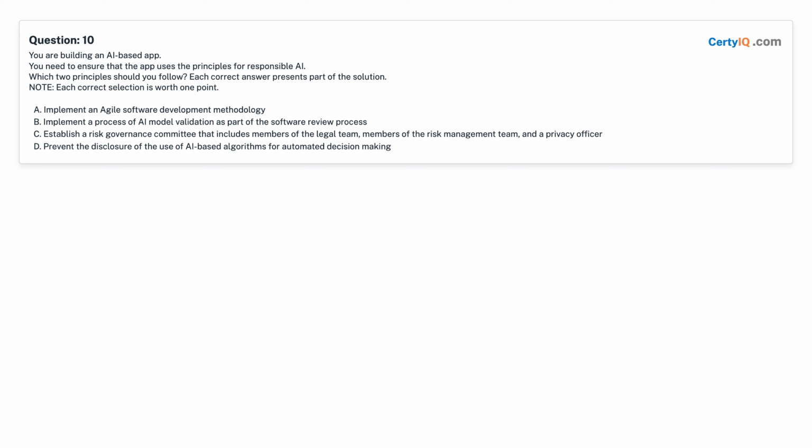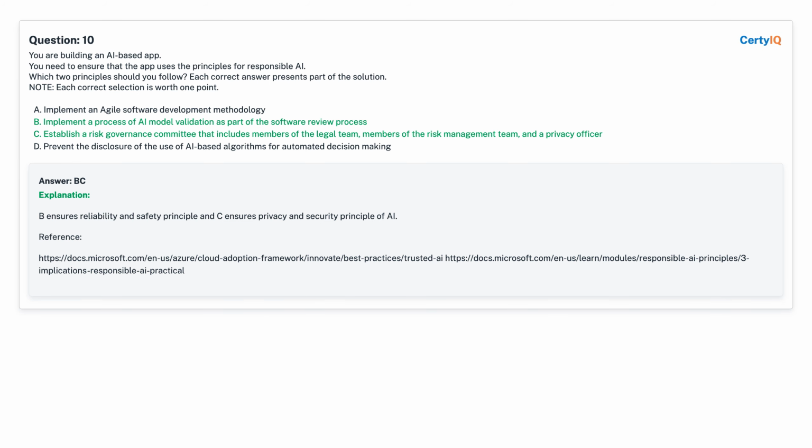Question 10. You are building an AI-based app. You need to ensure that the app uses the principles for responsible AI. Which two principles should you follow? Each correct answer presents part of the solution. Note: each correct selection is worth 1 point. A. Implement an agile software development methodology. B. Implement a process of model validation as part of the software review process. C. Establish a risk governance committee that includes members of the legal team, members of the risk management team, and a privacy officer. D. Prevent the disclosure of the use of AI-based algorithms for automated decision-making. Answer is C. Establish a risk governance committee that includes members of the legal team, members of the risk management team, and a privacy officer.